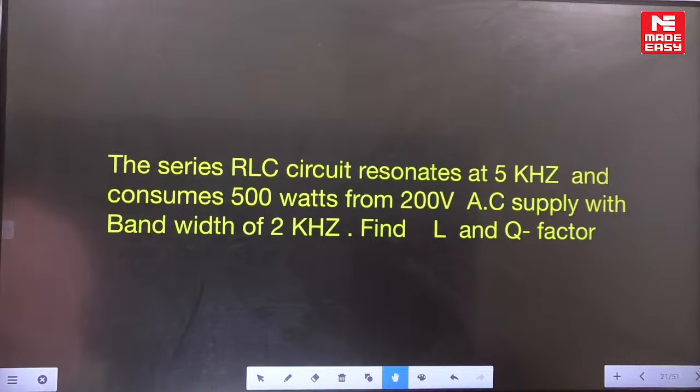Shuklaji, in the options, he gave this one in watts. That means only active power is sufficient. Energy is not required, Shuklaji.